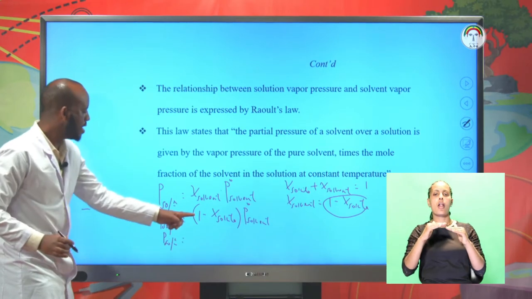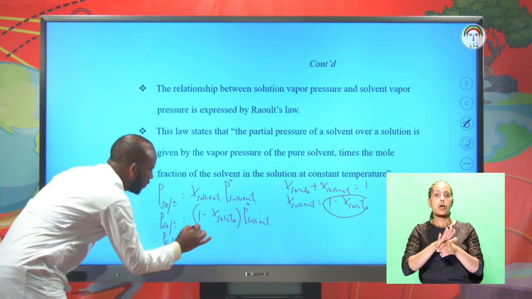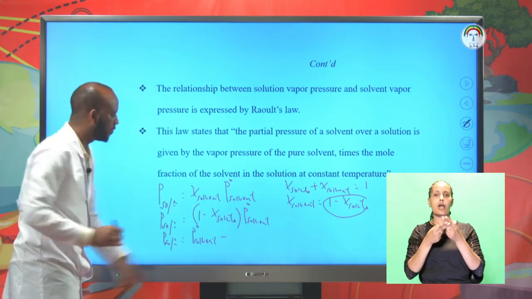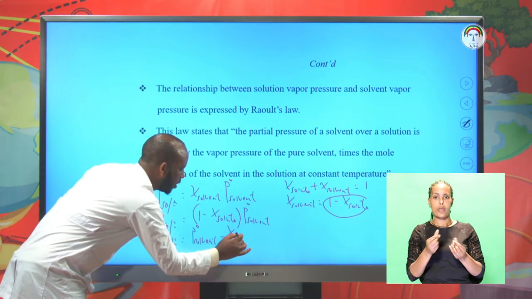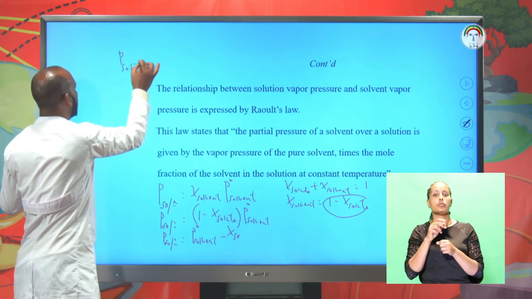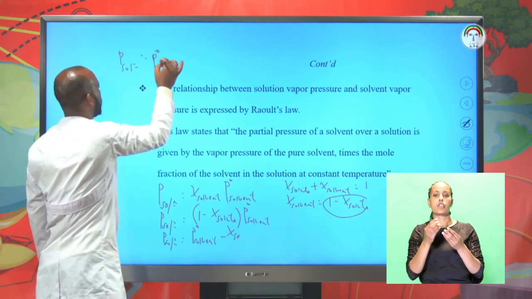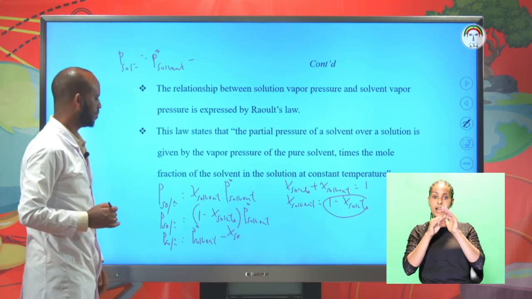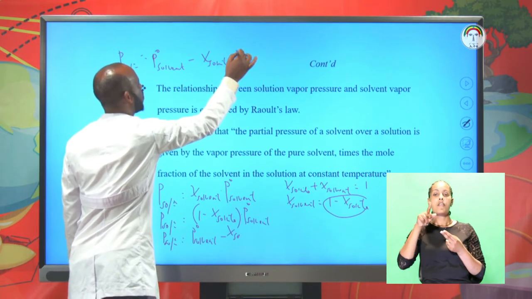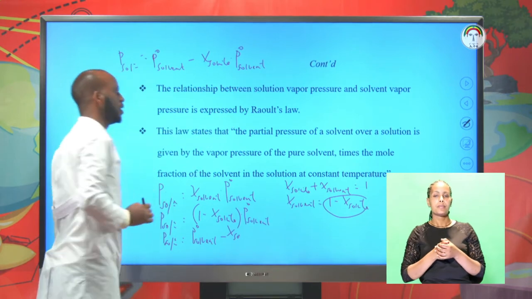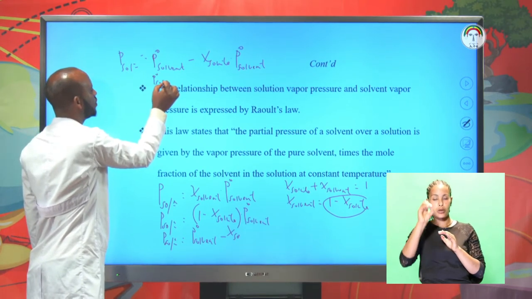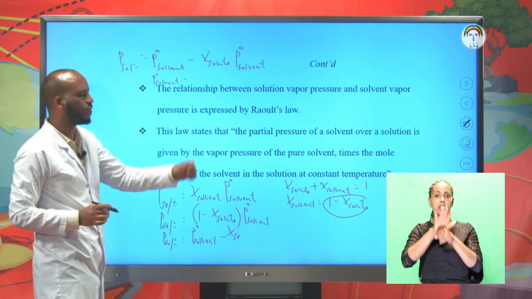P of the solution equals 1 times vapor pressure of pure solvent, P naught of the solvent, minus P naught of the solvent times mole fraction of the solute. P of the solution equals P naught of the solvent minus mole fraction of the solute times vapor pressure of a pure solvent, P naught of the solvent. We can write this as P naught of the solvent minus P of the solution, P naught of the solvent minus vapor pressure of the solvent over the solution.